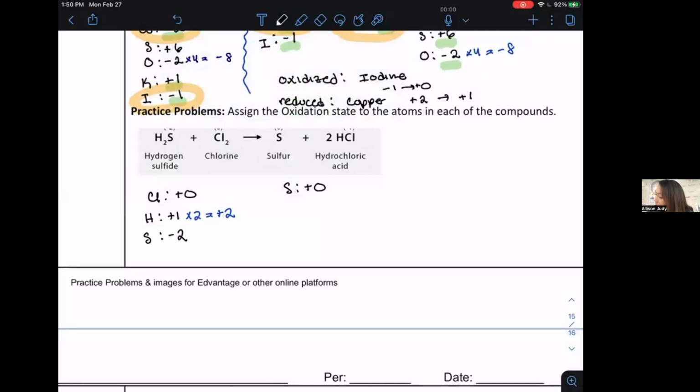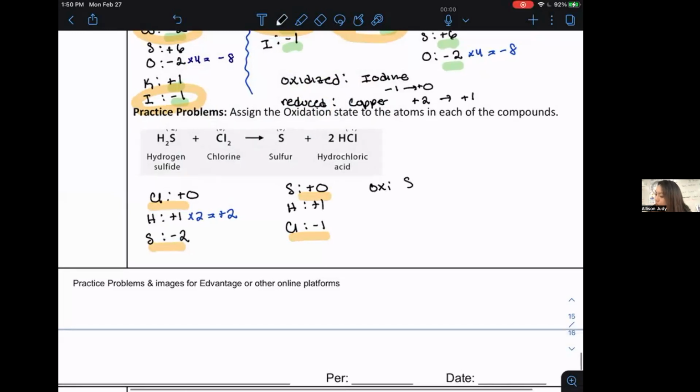Now I look over here. H is a +1. Chlorine is a -1. So what do I see as being transformed? I see chlorine going from positive to negative. Sulfur going from negative to positive. So what is oxidized? Leo the lion says, Ger, lose electrons: sulfur. Reduced: chlorine. Moving on.